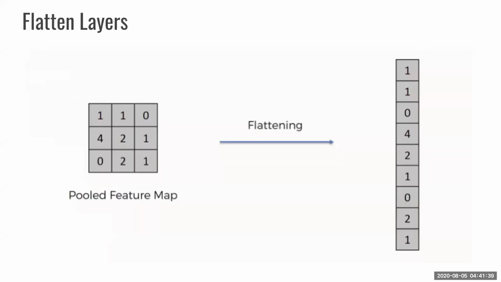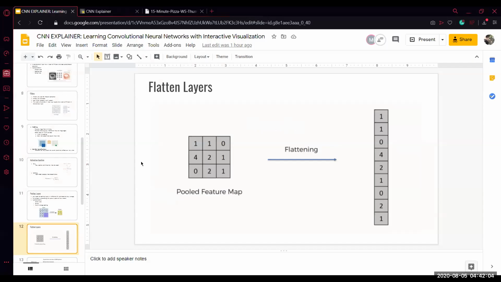And yeah, finally, we have the flatten layer, and this flatten layer unrolls the n-dimensional tensor into a one-dimensional vector, so we can connect it with the fully connected layer to make predictions. So now let's jump into the tool and show how it works.